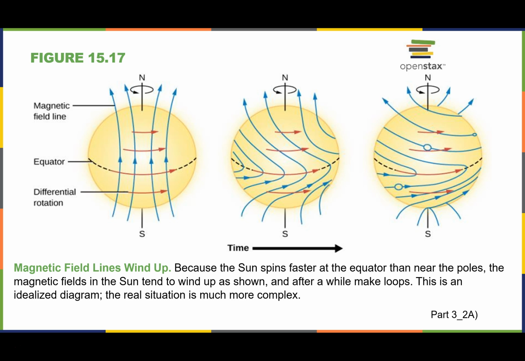I usually tell students it's just the magnetic lines get twisted over time, and they eventually snap. I've heard it described like a rubber band. All right, on to the next part.